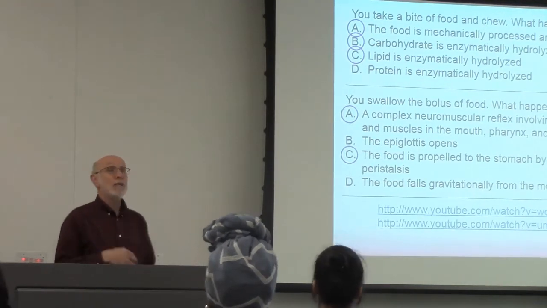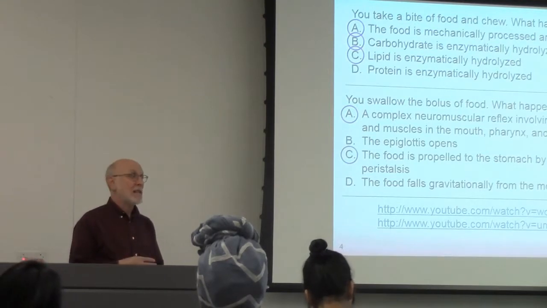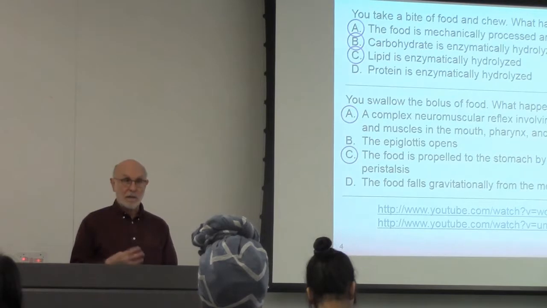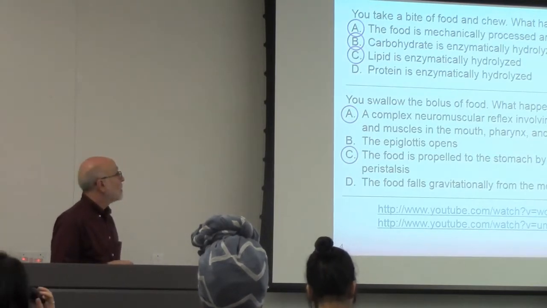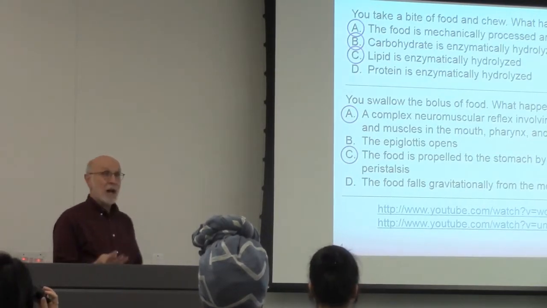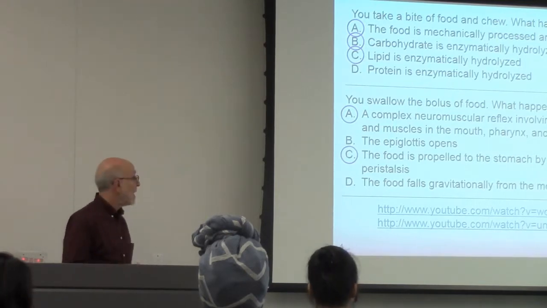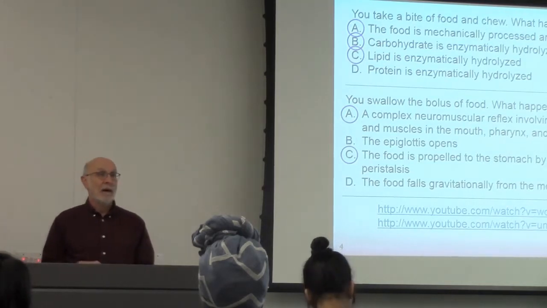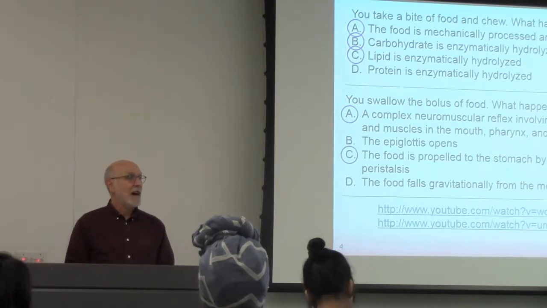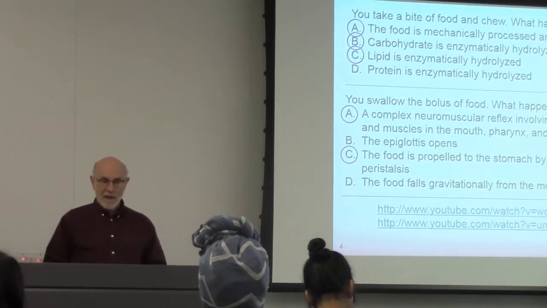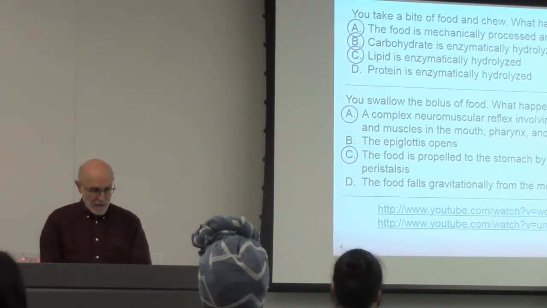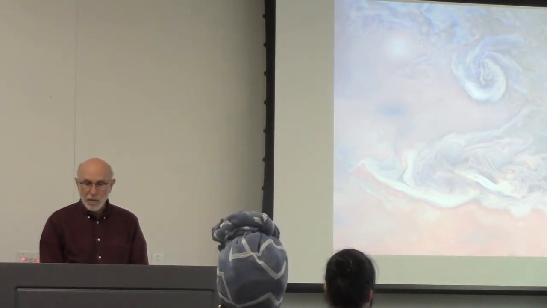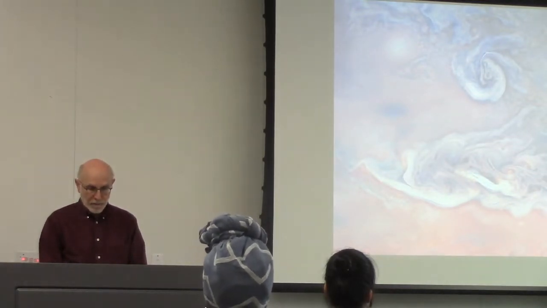The epiglottis closes. That closing of the epiglottis is what prevents the food from being aspirated into the airway. Food is propelled into the stomach by esophageal peristalsis. Yeah, we saw that on the video, and we'll see that again in a moment. We don't need gravity to get food into the stomach. Astronauts swallow their food just fine when they're up in space. So I want to review two videos.